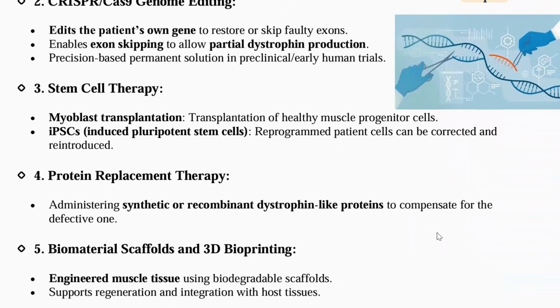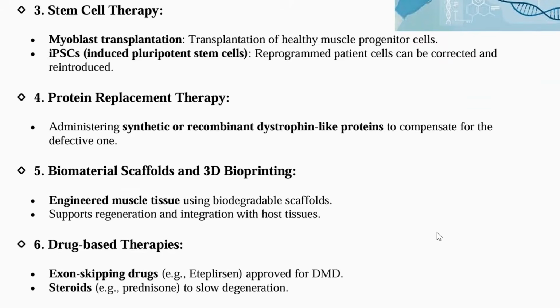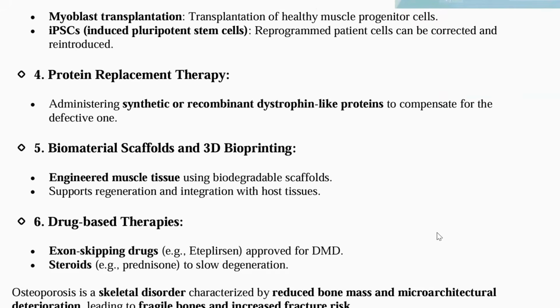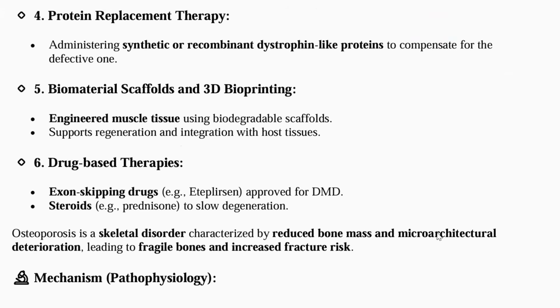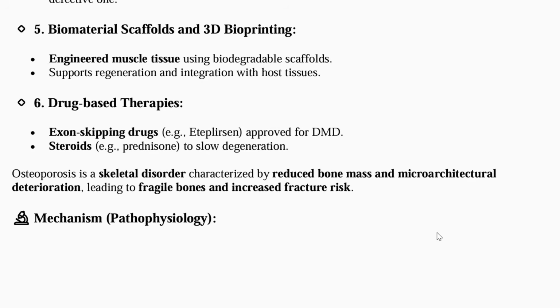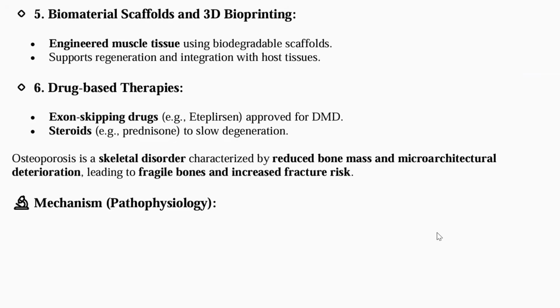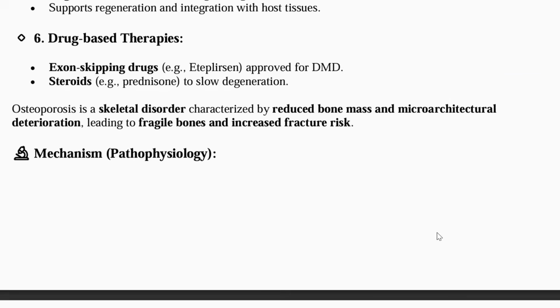Then stem cell therapy. Here transplantation of healthy muscle progenitor cells. Protein replacement therapy, where administering synthetic or recombinant dystrophin-like protein to compensate for the defective one. Next, biomaterial scaffolds and 3D printing, where engineered muscle tissues are made using biodegradable scaffolds. Drug-based therapy, where we use steroids to slow the degeneration.